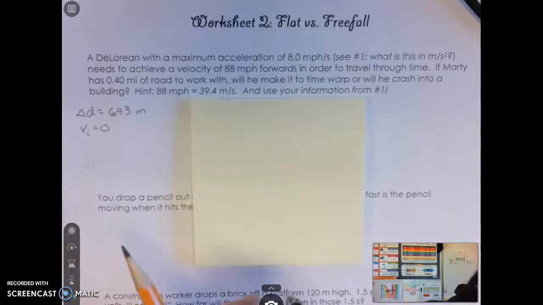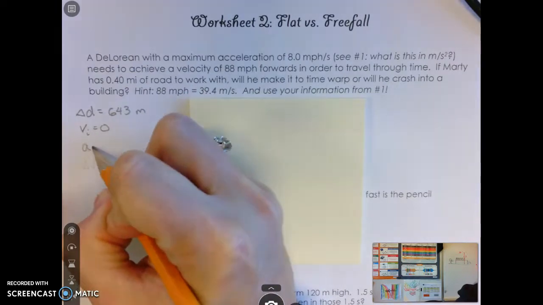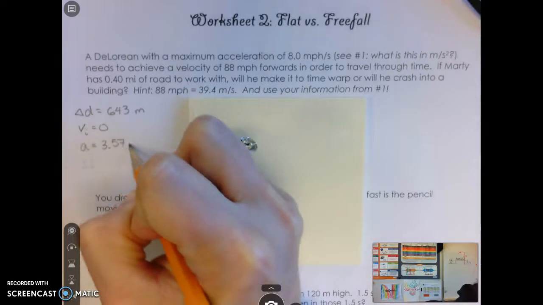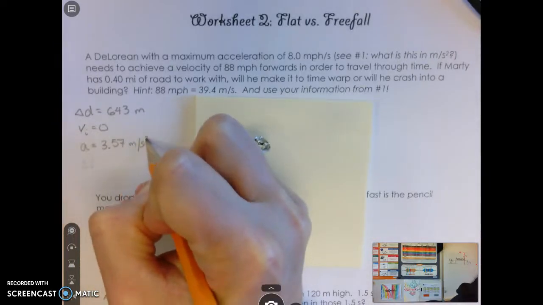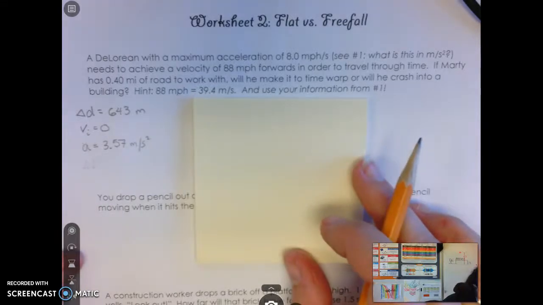That's an initial velocity of 0. We also, in the last problem, converted our acceleration to 3.57 meters per second squared. Don't skimp on those units. They're the difference between the right and the wrong answer.